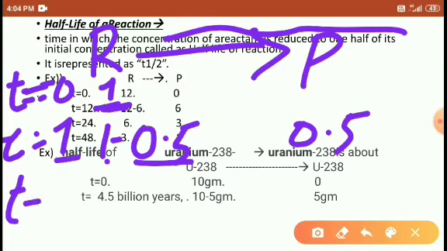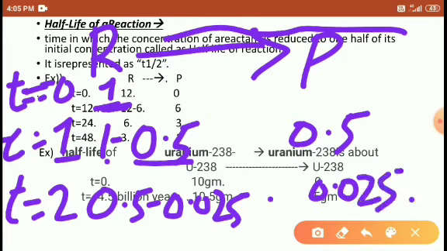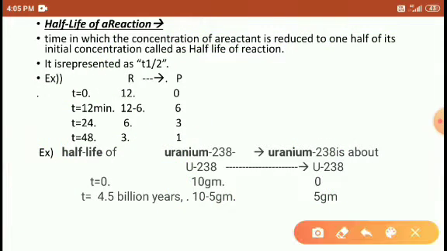Again time changes, T equals 2 minutes. Time continuously increases, students. Again 0.5 is left, and half of 0.5 is 0.25, which turns into 0.25 of product. So the time in which the concentration of reactant is reduced to half is called the half-life order of reactions.